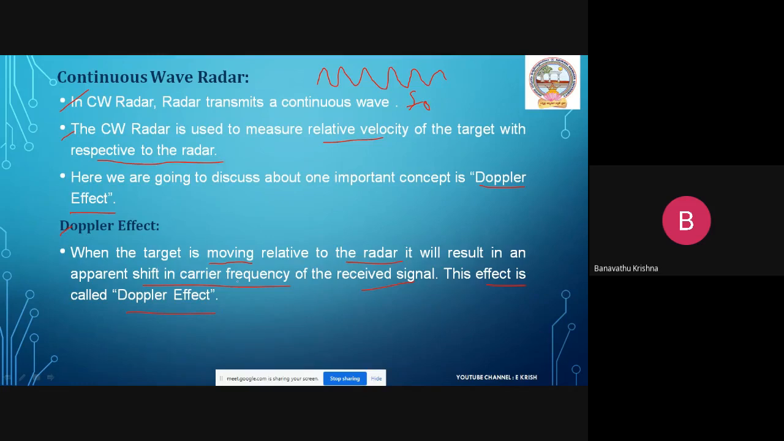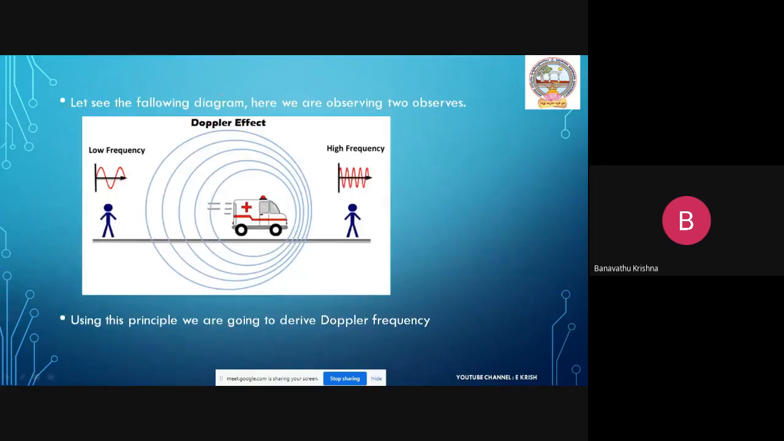So how does it change? What are the factors available in changing the received signal frequencies? Let us go through that. Let us observe the following diagram. Here we are observing two observers. This is observer 1 and here observer 2. Let us observe here, this is the low frequency signal and this is the high frequency signal.